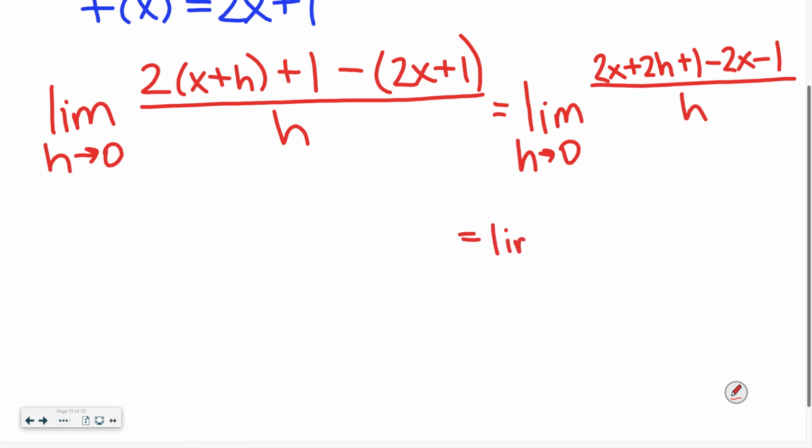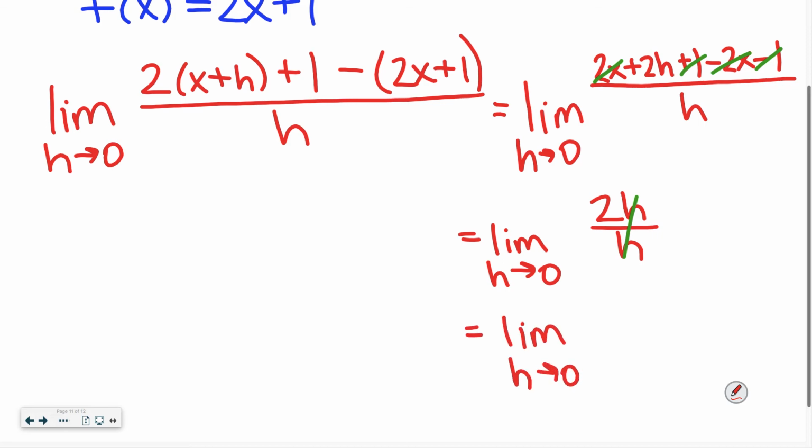Okay. So now we have the limit as h approaches 0. What happens in our numerator? The 2x's and the 1's cancel. If you do not get to here and have something to cancel out with your denominator h, you've done something wrong. Every time you're going to be able to factor out an h from the numerator and cancel. Every time. Now we can evaluate our limit. What's the limit as h approaches 0 of 2? 2.